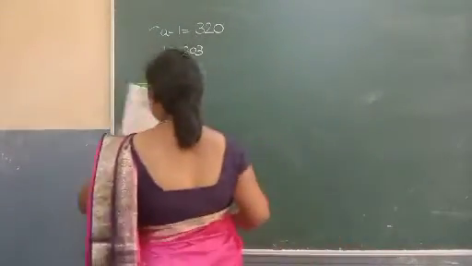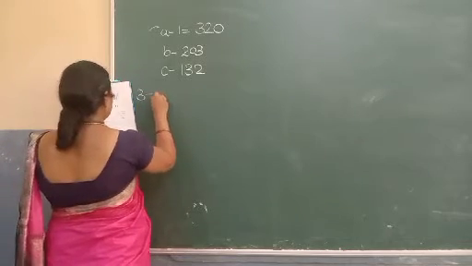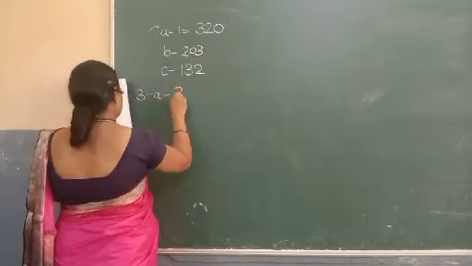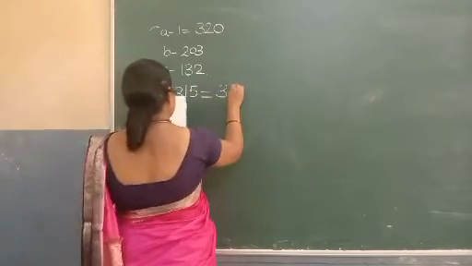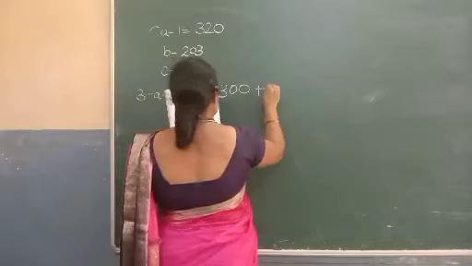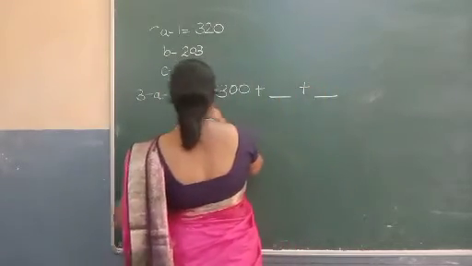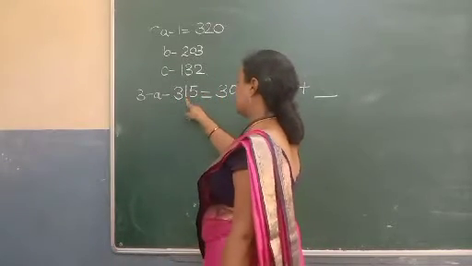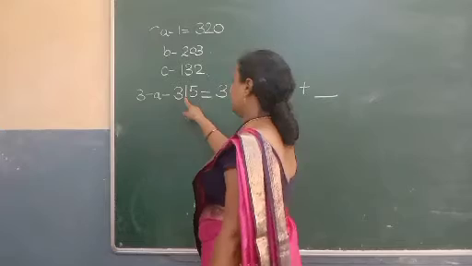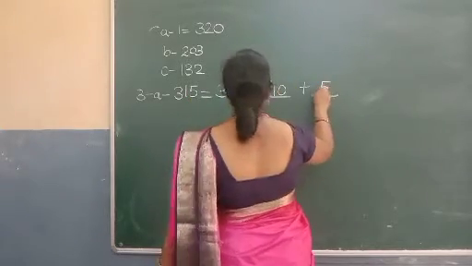Now next, complete the expanded form. All of you see and write. Question number 3, complete the expanded form. A, 315: 300 plus dash plus dash. Here I have given 300. Now next you can write 15, that is 10 and 5.